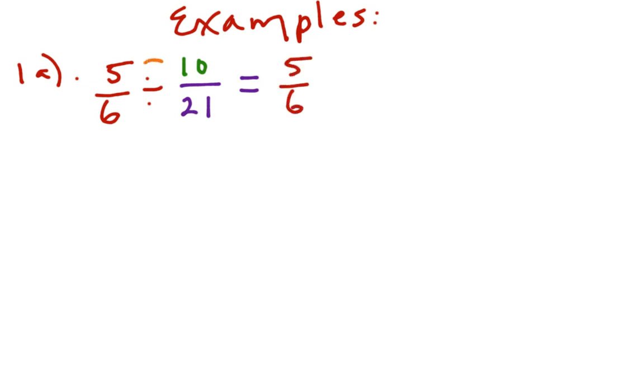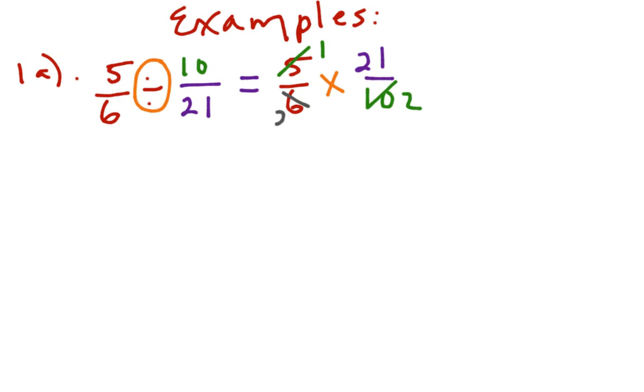Changing this operation of division to multiplication, and then changing the second fraction to its reciprocal of 21/10. Now I have a multiplication problem. I can factor out common factors, and I have a common factor of 5 that I can factor out. 5 out of 5 is 1, 10 divided by 5 is 2, and then I can factor out a 3 from my 6 and my 21.